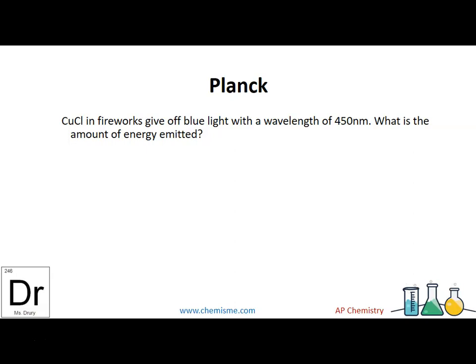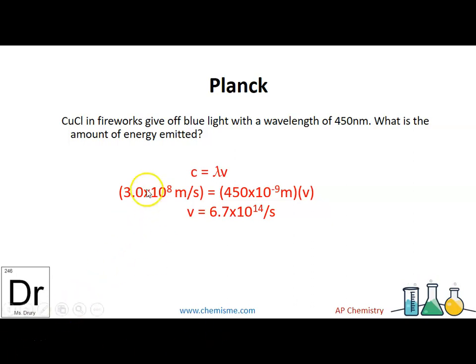Copper chloride in fireworks gives off blue light with a wavelength of 450 nanometers. What's the amount of energy emitted? So when you look at your equations, there is no calculation that takes you straight from energy to wavelength. So that means that this is a two-step problem. First, I'll solve an equation that does have wavelength in it. The same equation that we used first.